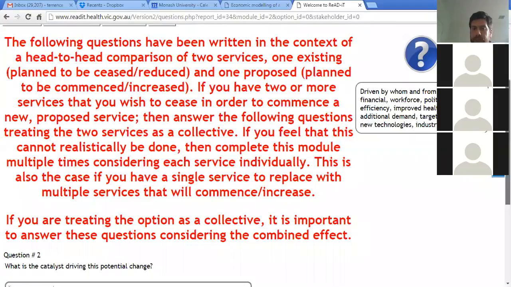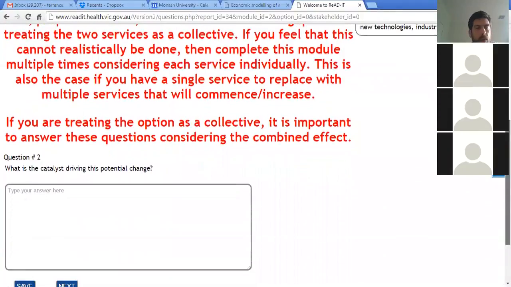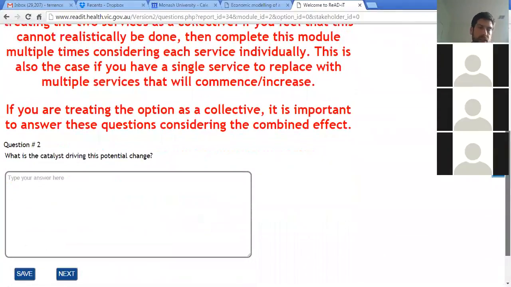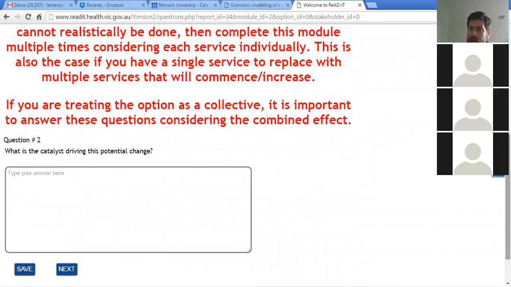The first question here is about what the catalyst driving this potential change is. Now, this doesn't affect the overall input into the ReAD-iT itself. It's more of a record-keeping procedure that we have in place so that people who reflect back on this decision further down the track know what actually prompted it and what the contextual circumstances surrounding this decision were.